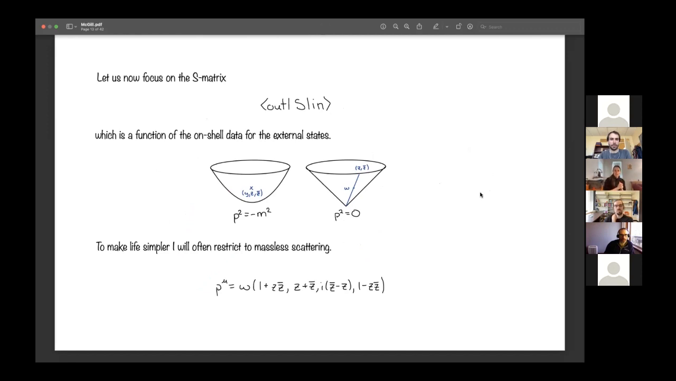So I'm going to focus on the S matrix. What I'm going to have is my function of external states that are on shell. I'm going to focus on just the massless case for now, in which case I'm going to parameterize the momentum as follows: there's a point in the night sky and an energy variable.